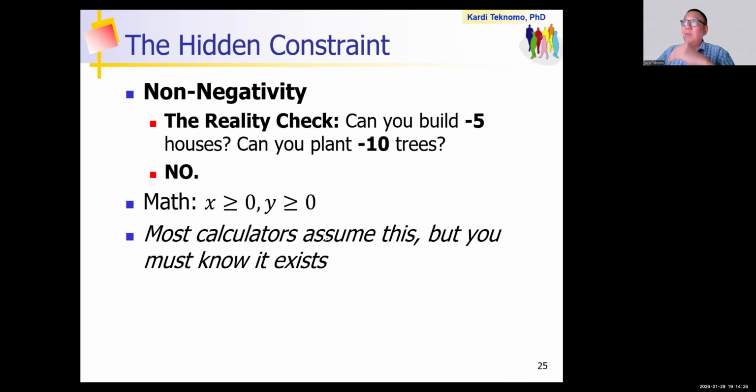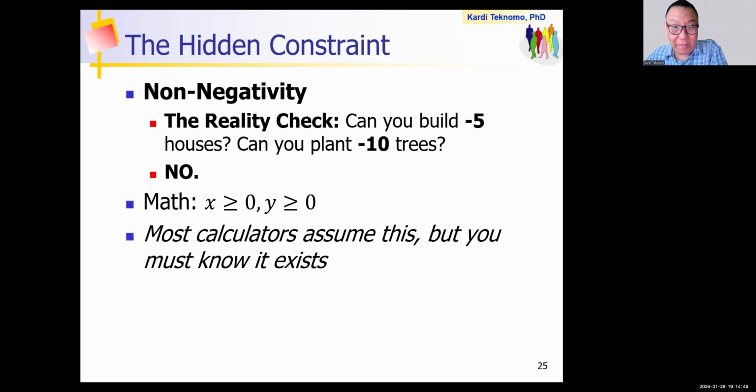Otherwise, the math will tell you to build negative 1,000 houses to save money. The computer does not know. So this is a funny but necessary slide. The calculator does not know the physics unless we tell it. So this is how we tell it.